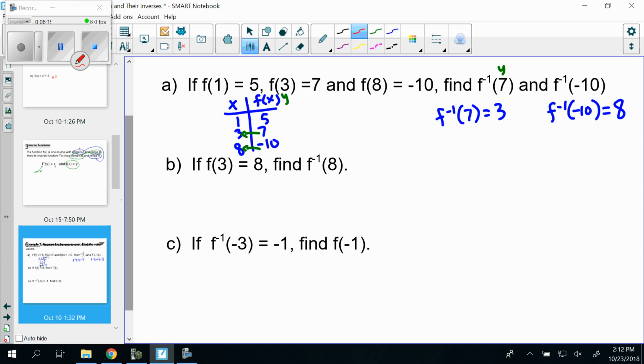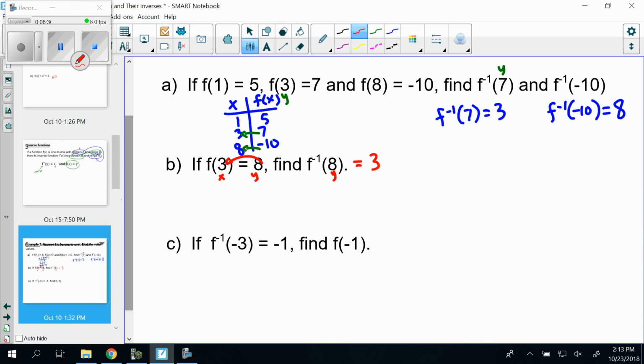If f of 3 equals 8, that means the x value is 3, the y value comes out to be 8. If you're finding the inverse, that's then our y value. So this should equal 3, since you're just moving back to that value.